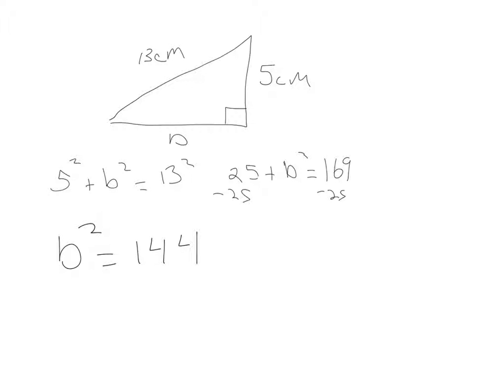We're not interested in B squared, though. Remember, we're interested in B. So we have to take the square root of both sides, which in this case, 144 is a perfect square, so the square root of it is 12. So B equals 12.